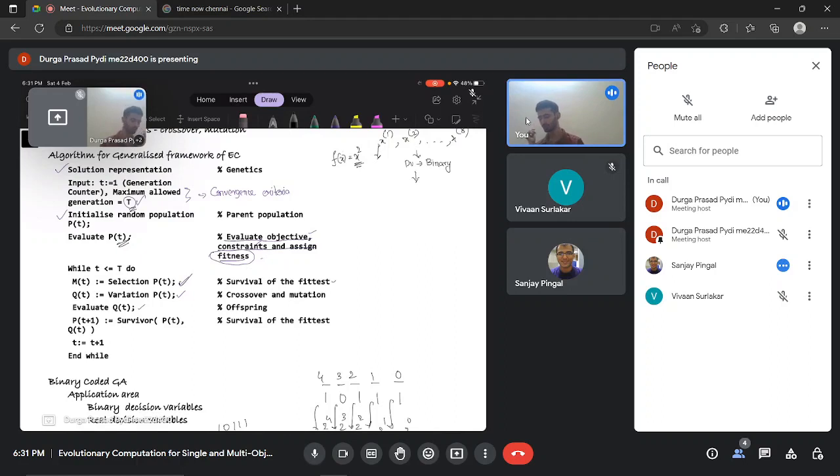Once you're done with the selection operator, then comes your variation operators, the crossover and mutation we have discussed. You can either choose single point or multi-point, depending on your number of variables. If you have a small number of variables, single point would be sufficient. As the dimensionality of the problem increases, you can go with other options as well. After your crossover and mutation operators, you get another set of solutions. We are calling these the offsprings.